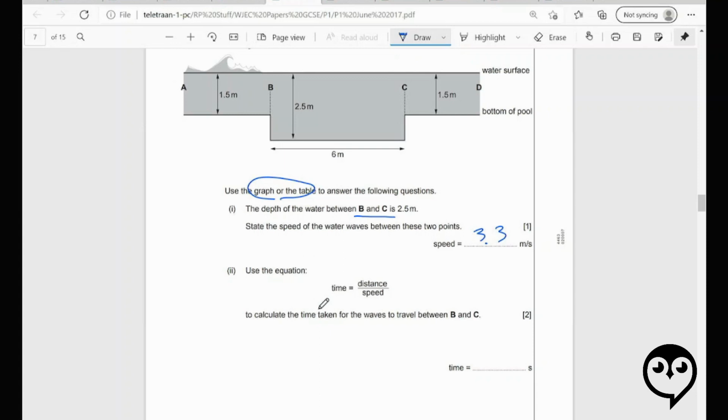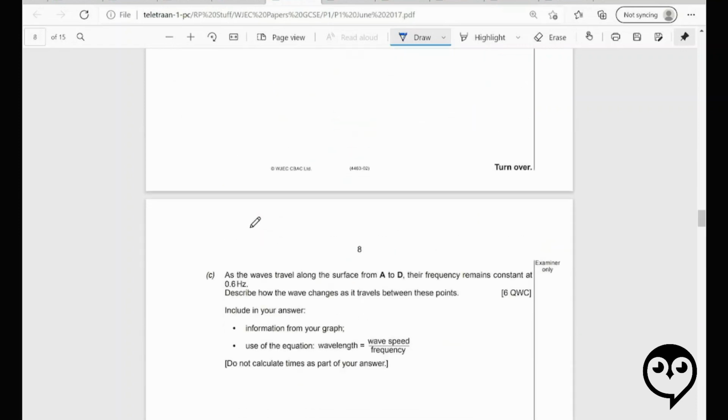We use this equation: the time taken for the waves. Okay, so they gave it to you. That's nice. So 6 divided by 3.3. It's going to be a little less than 2. 1.818181. Let's have a look in a moment.